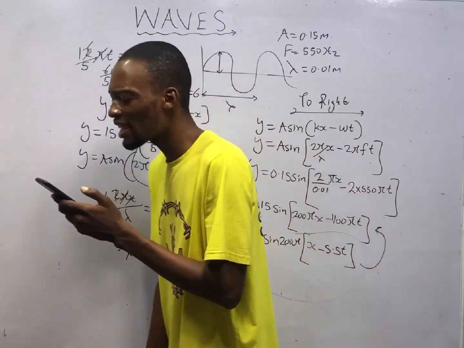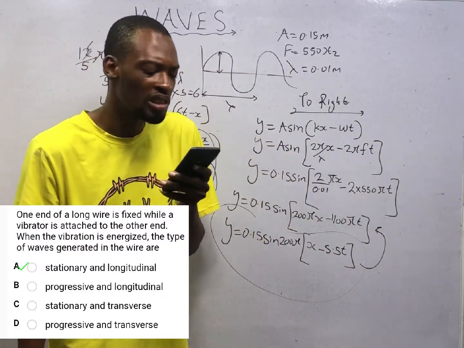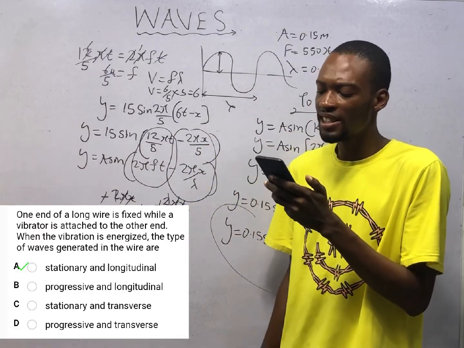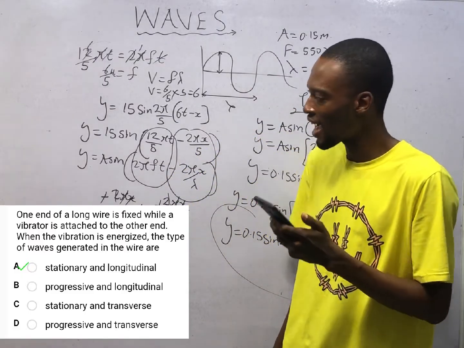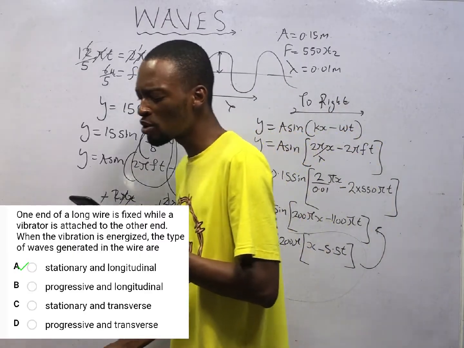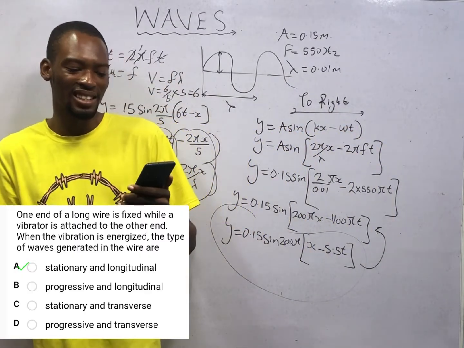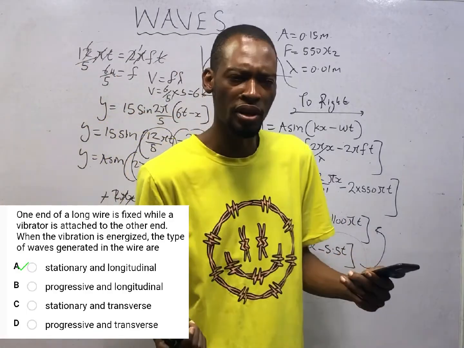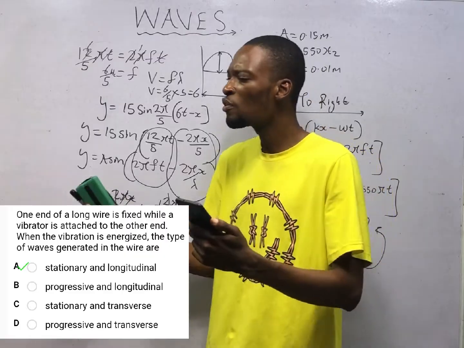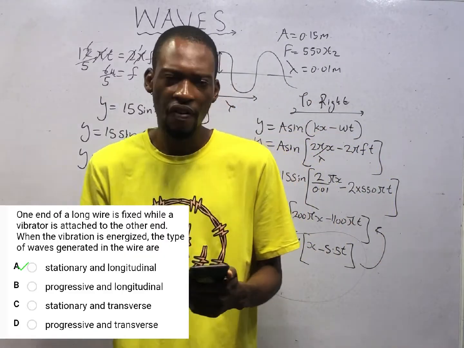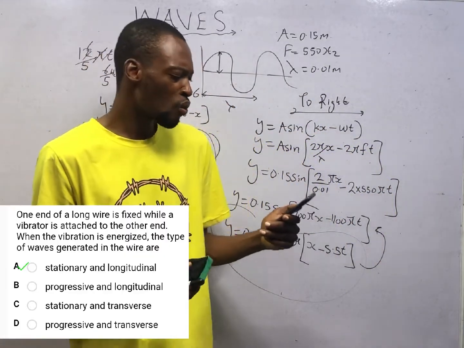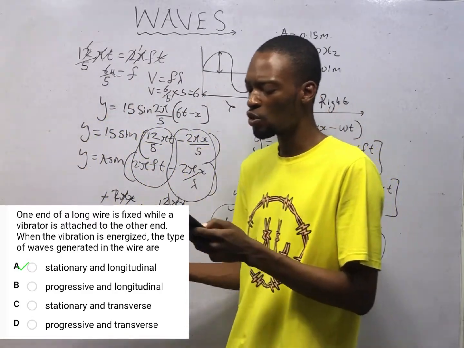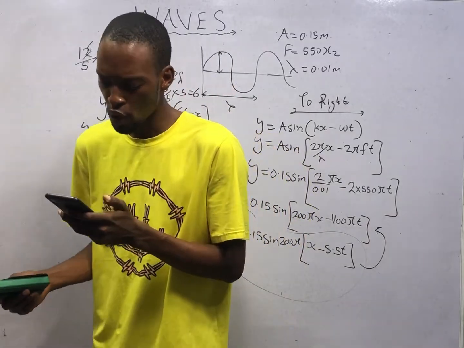One end of a long wire is fixed, while a vibrator is attached to the other end. When the vibrator is energized, the type of waves generated in the wire are: now, the wave produced in the wire fixed at one end is a longitudinal wave. And in the process of producing that wave, there is restriction. So when you produce waves with restriction, they are referred to as stationary waves. So what I see there is simply stationary wave and longitudinal wave. That is option A being the correct option.